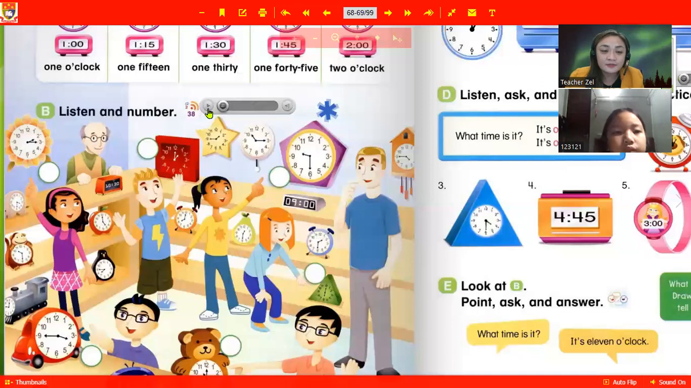Okay. Okay. Page 64. B. Listen and number. 1. Let's play a game. 1 o'clock. It's this clock. It's a red clock. Good.